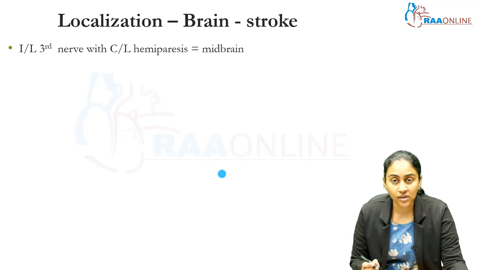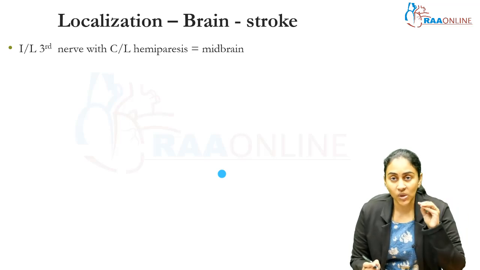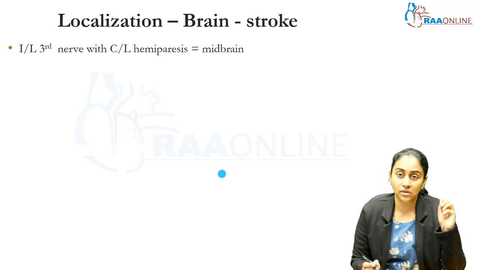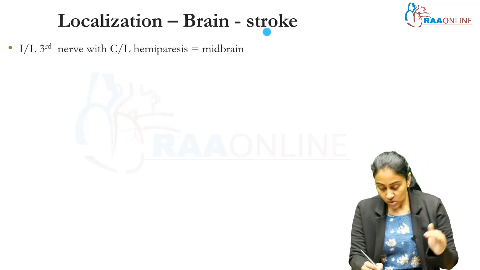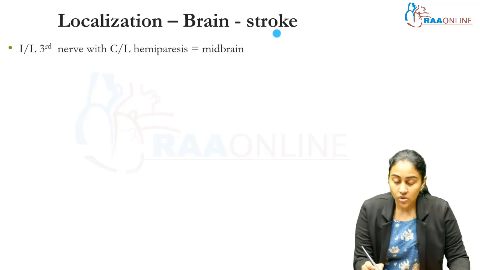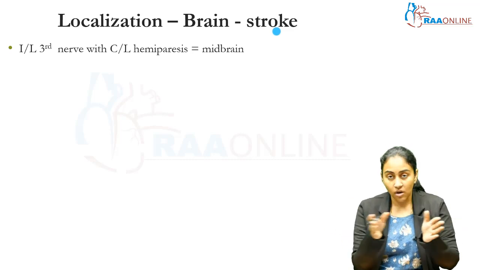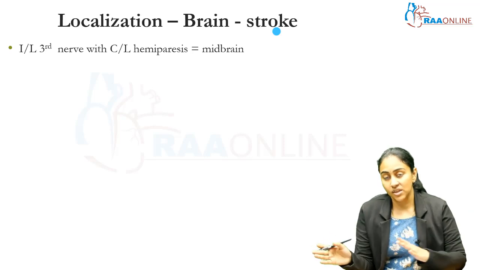Now, let's move on a little further down into the brainstem. Remember, in the brainstem, there are a few clues which will easily help you to localize the stroke. First is going to be horizontal localization. What is horizontal localization? Horizontal localization is in the horizontal plane. Is it medial or is it lateral?